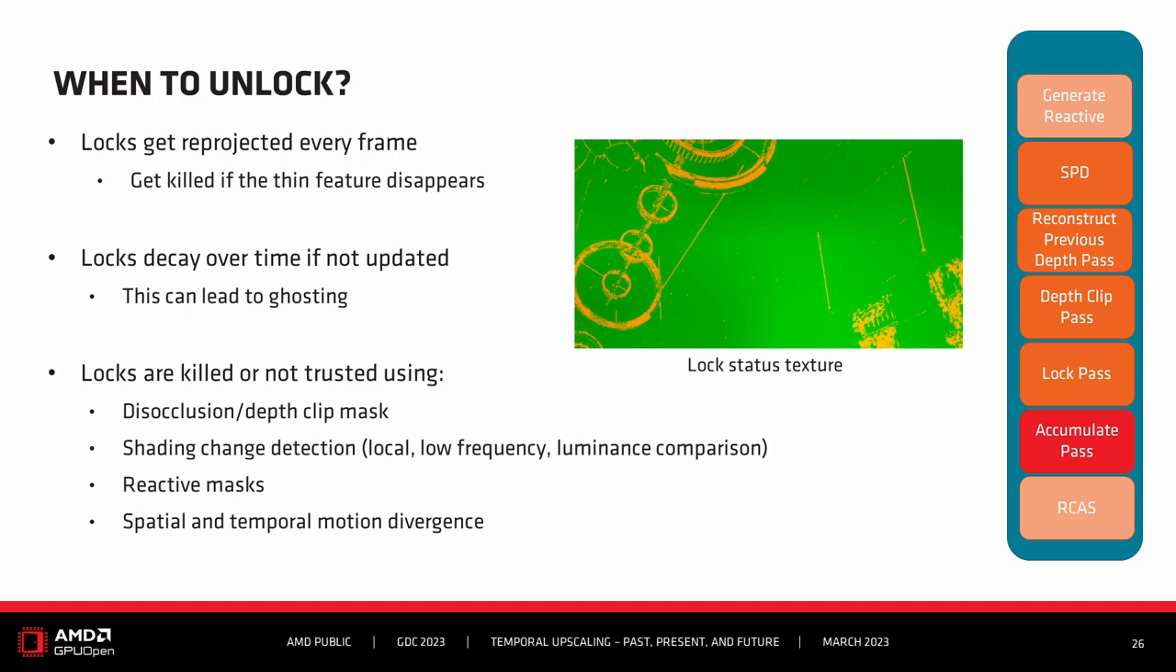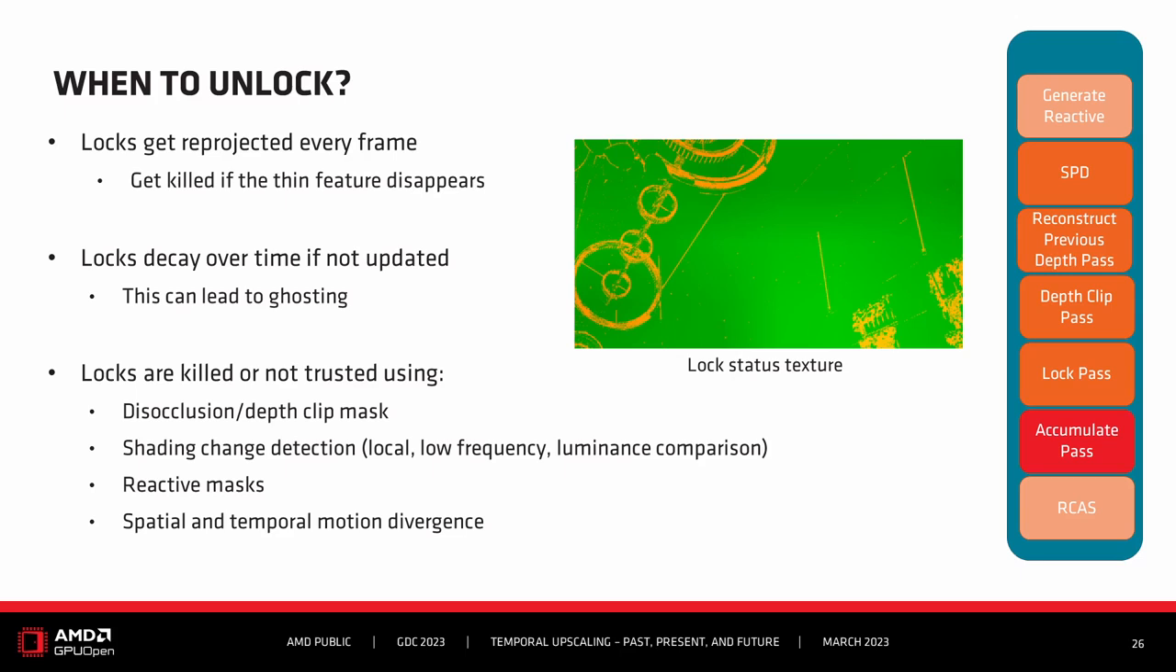First of all, if an object is being occluded and then disoccluded, obviously the lock will disappear. And we check if the shading around a lock changes significantly over time. If that happens, we assume that the lock is not current anymore. Then there's the reactive and TC masks. If those are applied, this can kill the locks as well. And finally, in version 2.2, we have added spatial or temporal motion divergence. So basically, if the motion vectors are too large and too divergent, then this can result in locks being removed.